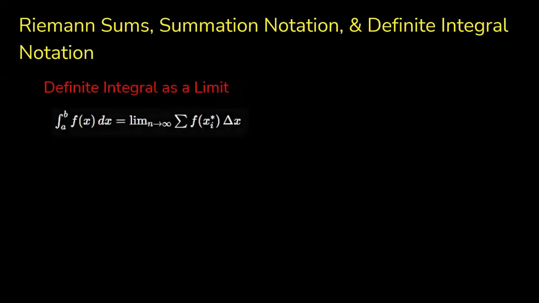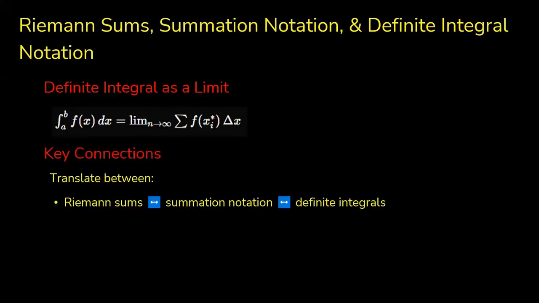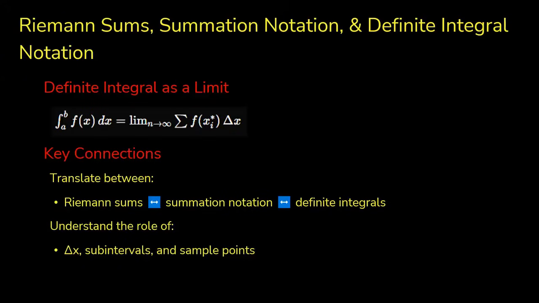Now we formalize integration. A definite integral is defined as the limit of a Riemann sum. Now, you don't need to memorize this formula, but you do need to understand what it means. A common AP skill is translating between a Riemann sum, summation notation, and definite integral notation. Delta x is the width of each subinterval. Xi is a sample point, and the sum represents adding up the areas of infinitely many tiny rectangles.